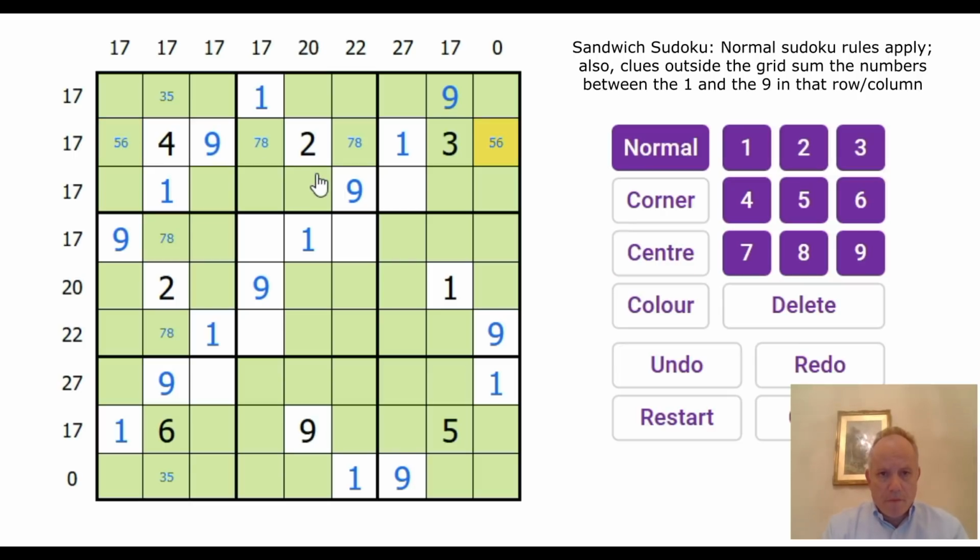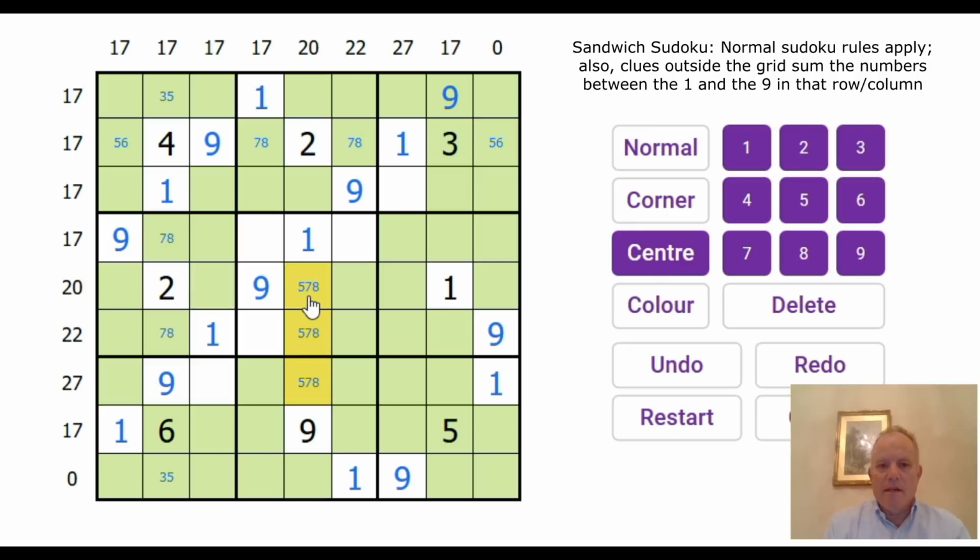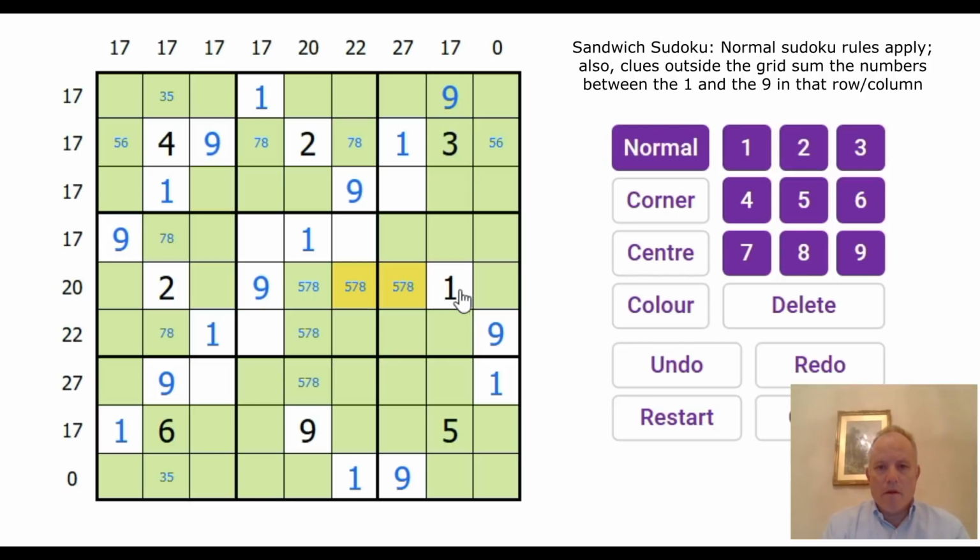So that's useful. Now 20 down here, the only way of making 20 with 3 digits is 5, 7 and 8. So let's stick those in those cells. Where else can we do something? 17 using a 3 and 2 others. That must be 6 and 8. Here it's a bit harder. It's 17 using a 6. So it's either 7 and 4 or 8 and 3. And I don't think I can immediately tell which it is.